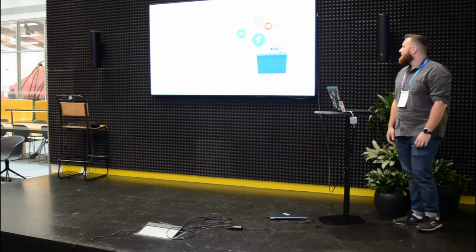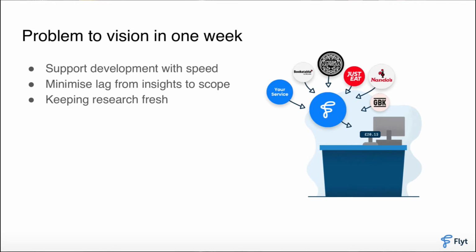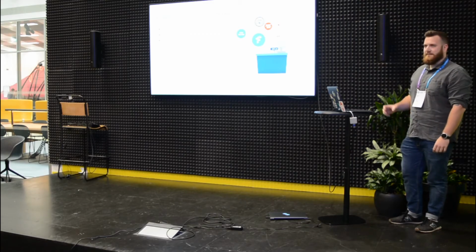Cool. So problem to vision is the title, but we look at problem to vision in 1 week. So the context of our sprints is that they are a week long. We call them research weeks. We look to integrate better with development by supporting them with speed.